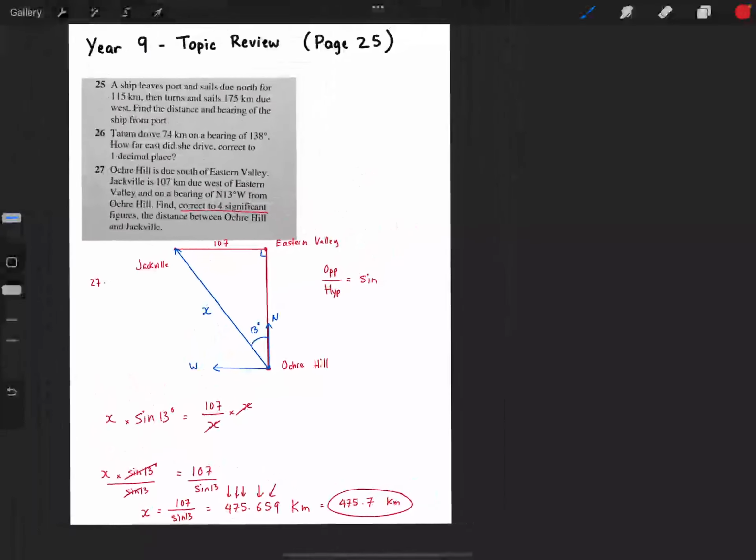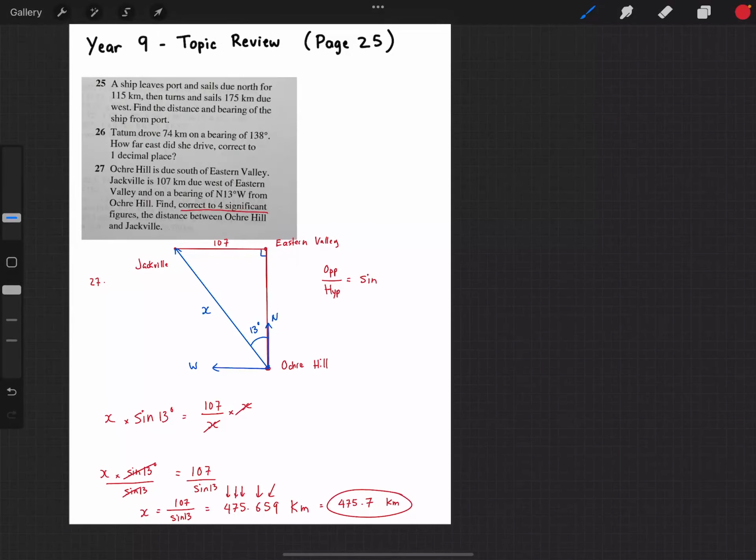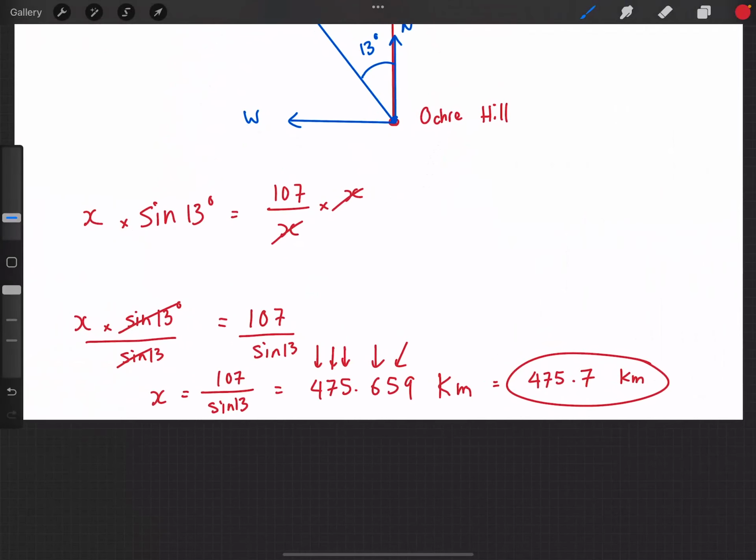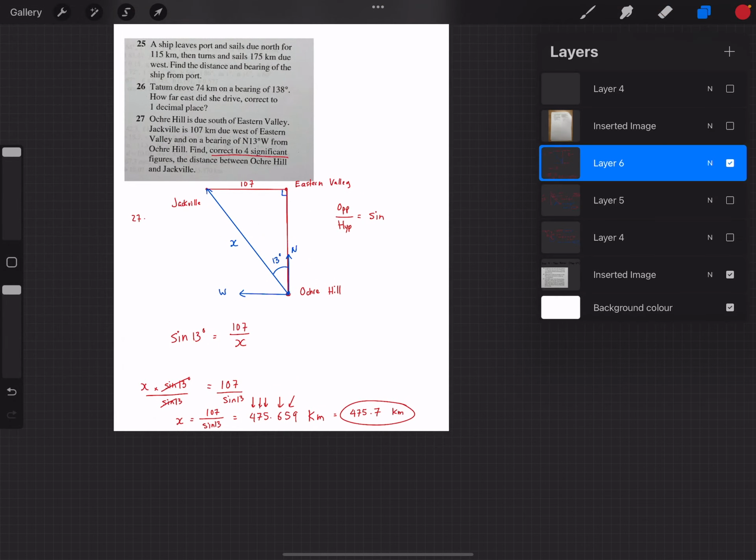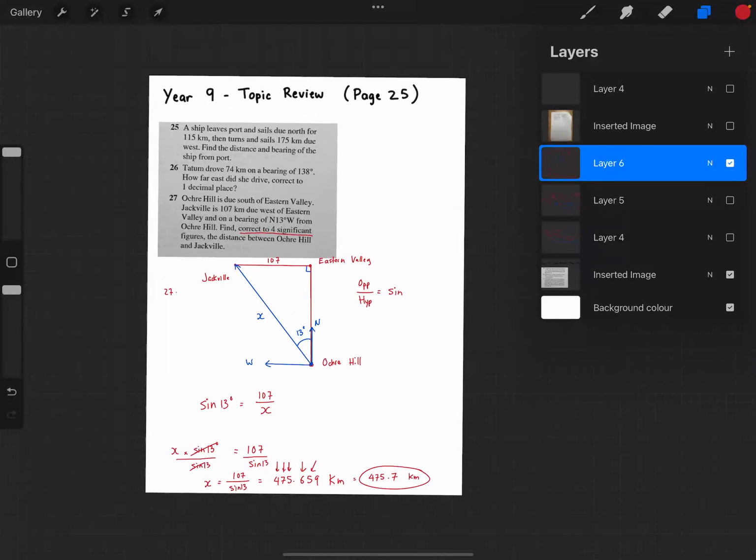Okay, so that's done. The tricky part about this question is to understand how to get x by itself, to get x from the bottom of this fraction to the top, which is x equals 107 over sine 13. That's the tricky part. All right, moving on to the next question. Actually, we'll move on to the next page.